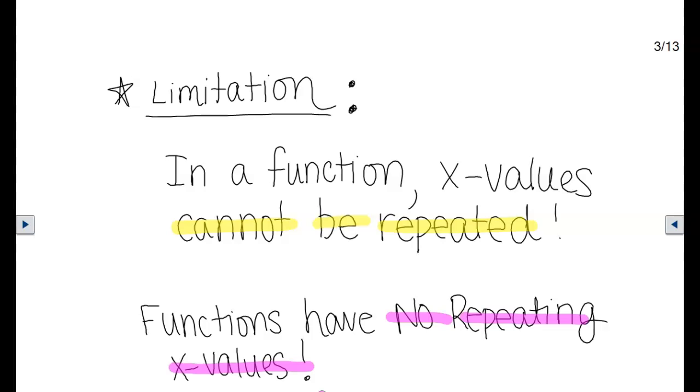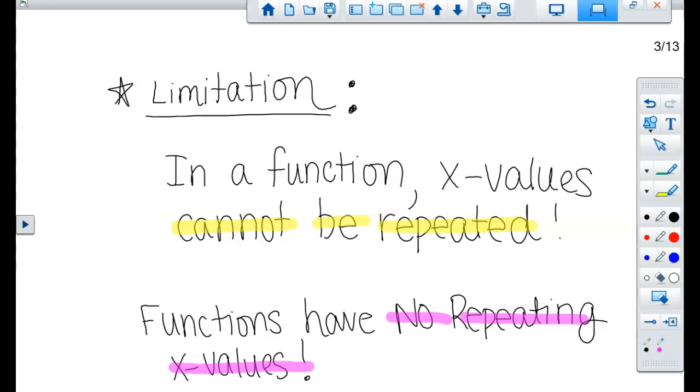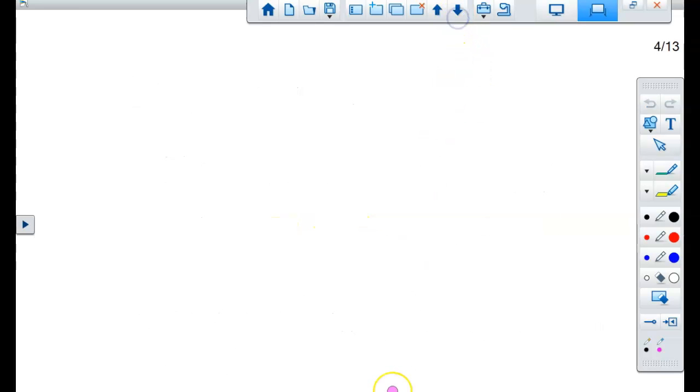It doesn't talk about y values. So y values have nothing to do with whether or not something is a function. All we're concerned about is x's. Functions can have no repeating x values.